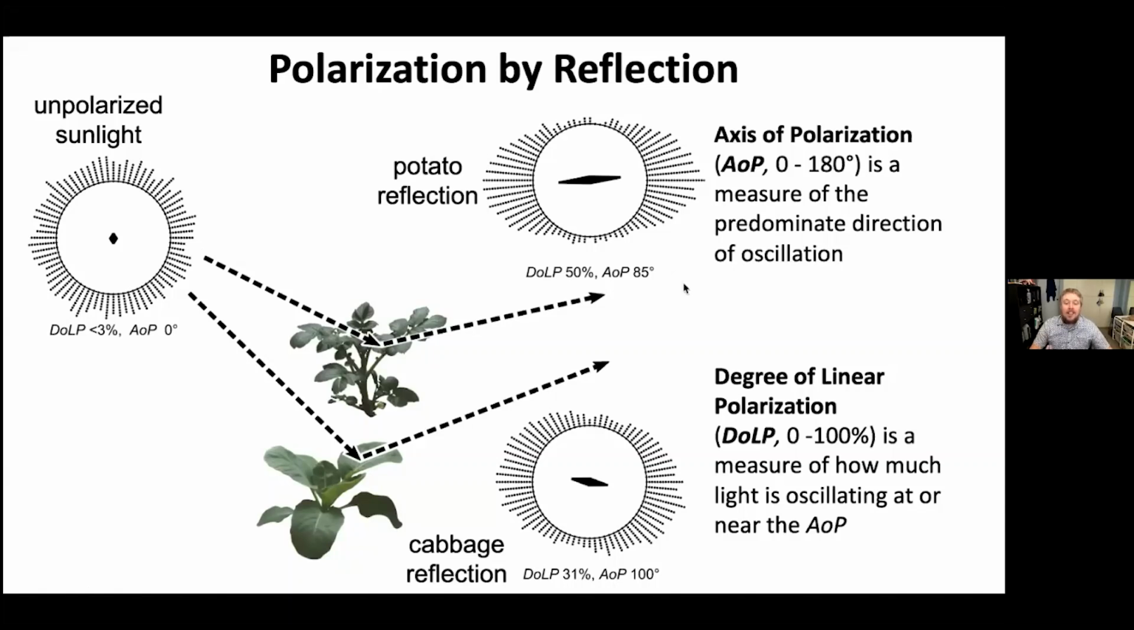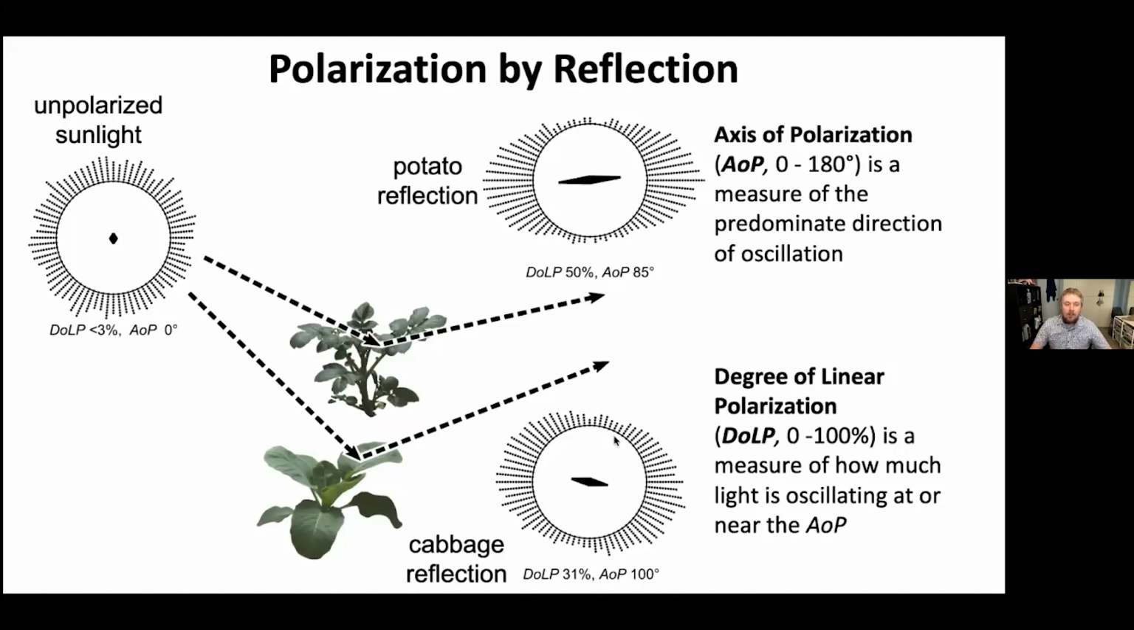This is because light oscillating parallel to the leaf surface is preferentially reflected. This predominant direction of oscillation is also known as the axis of polarization, or AOP, and is represented here by the direction of the compass needles. Notice how the bulging is greater for the potato reflection than the cabbage reflection.